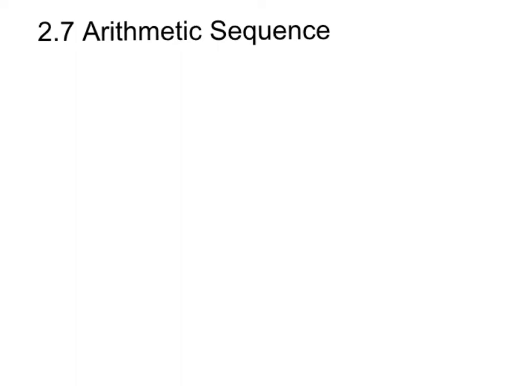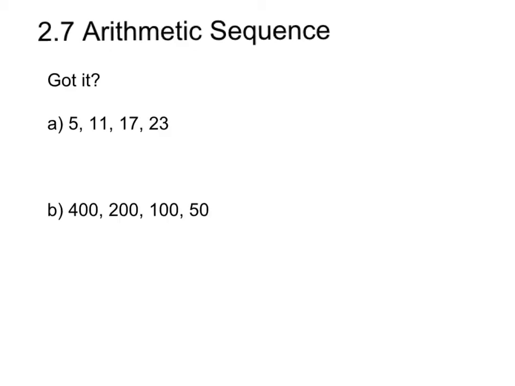In 2.7, we're going to talk about arithmetic sequences. So I want you to look at the bottom of the page, on page 146, at the got it problem. Letter A, the sequence 5, 11, 17, and 23. Describe a pattern in each sequence. What are the next two terms of this sequence?